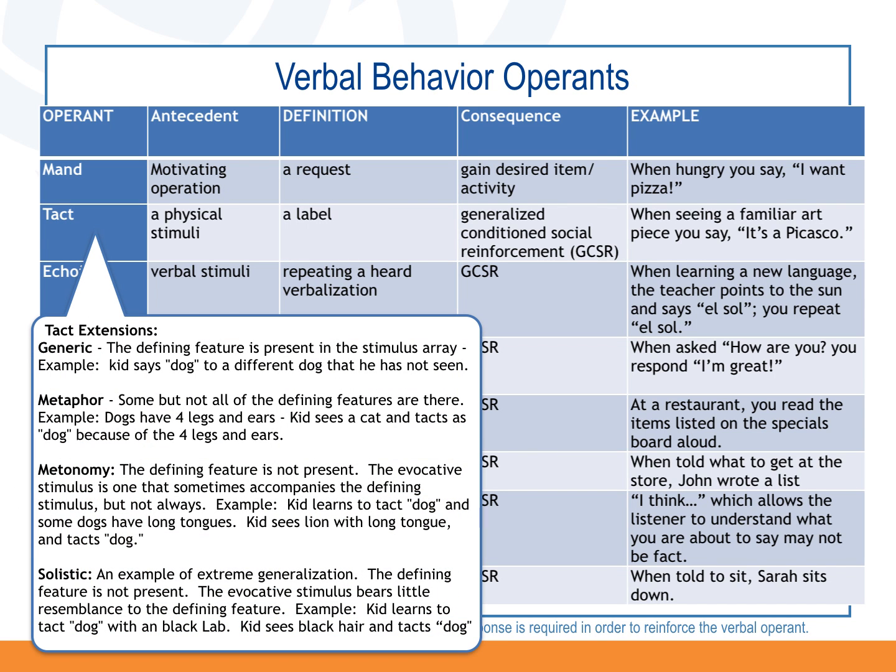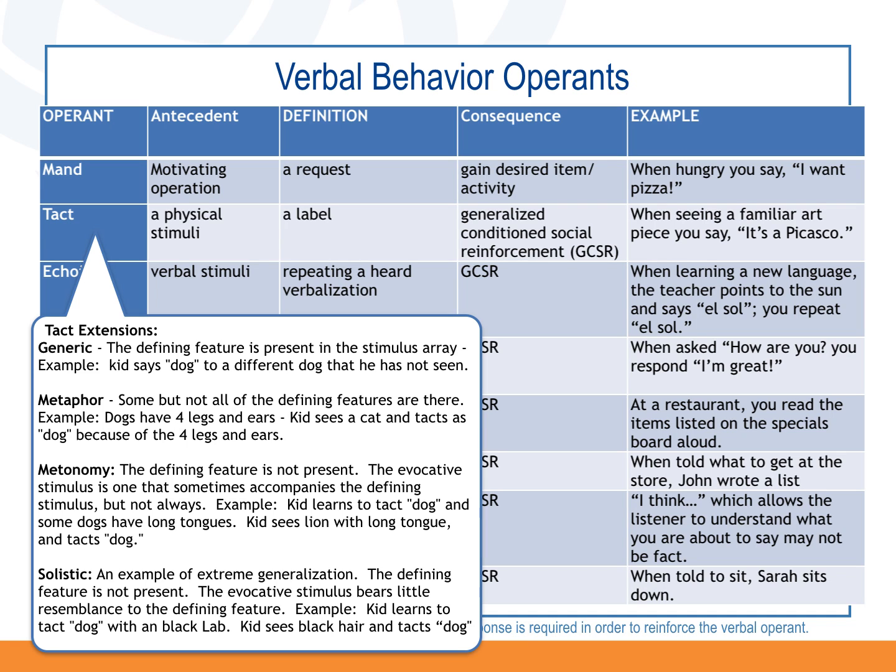For tact extensions, so your labeling extensions, we have a generic. Technically the tact itself is just, you see that one cup and you know that cup is a cup. Do you know other cups are cups? A generic extension is where the defining features are all present, so you see a dog and can label other dogs as dog. Metaphoric extension is where some but not all features are present, so there's a little bit of stimulus control issues here. A dog has 4 legs and ears, a kid sees a cat and may call that a dog because it does have some of those defining features.